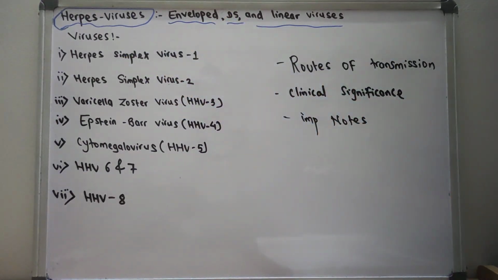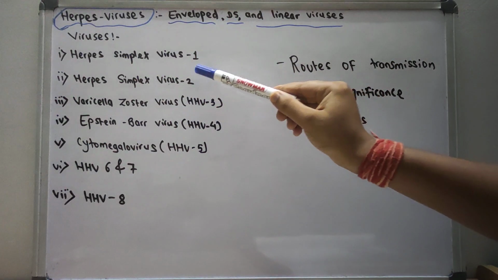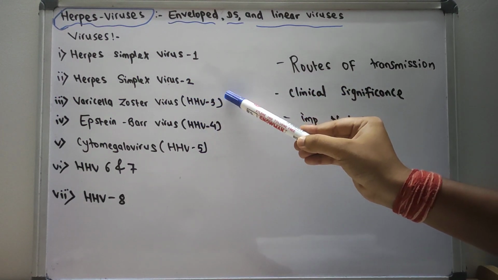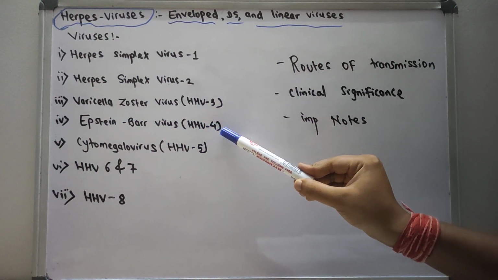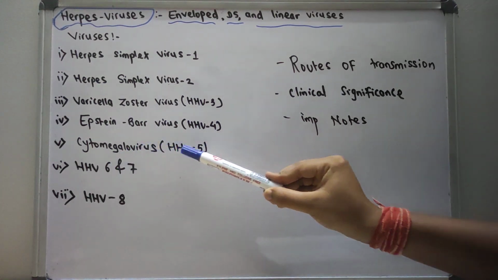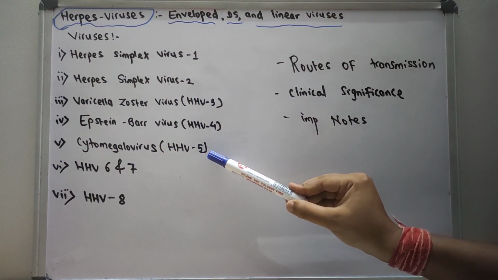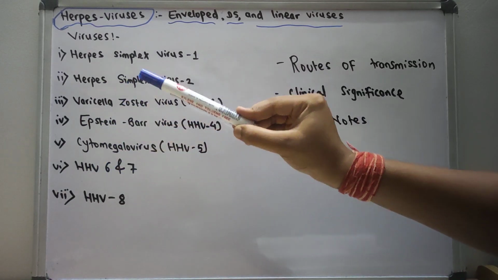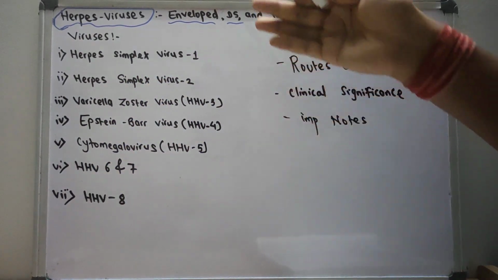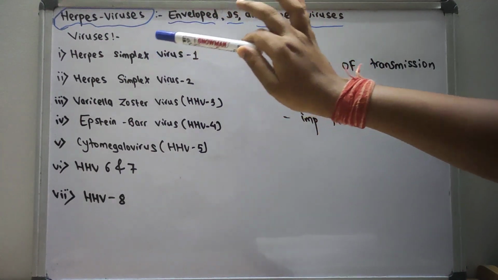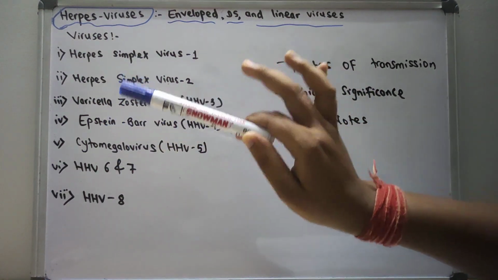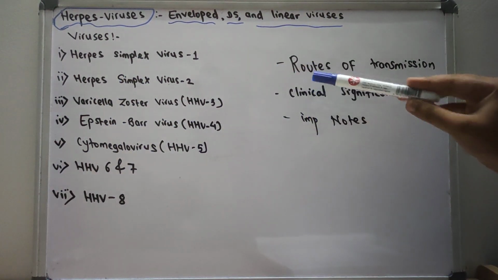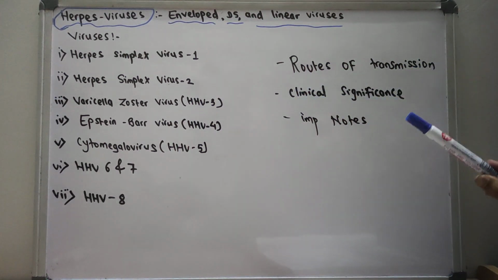Those are the herpes simplex virus 1, herpes simplex virus 2, human herpes virus 3, which is also called varicella zoster virus, Epstein-Barr virus, which is also known as human herpes virus 4, cytomegalovirus, also known as human herpes virus 5, human herpes virus 6, 7 and 8. So herpes virus constitutes herpes simplex virus 1, herpes simplex virus 2, human herpes virus 3, 4, 5, 6, 7 and 8. So we are going to talk in detail about their routes of transmission, their clinical significance and important notes that you should know.